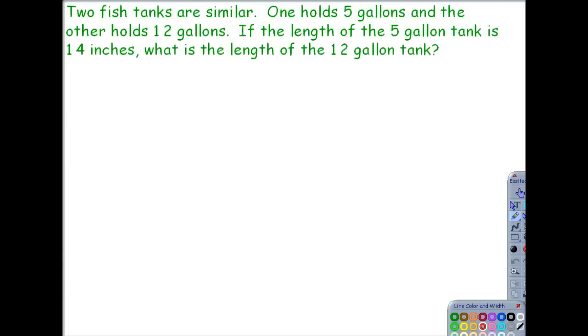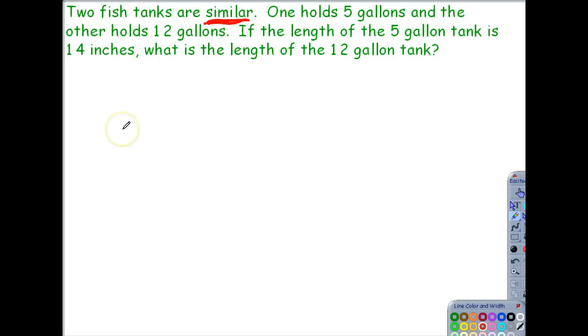Okay, Ms. Palermo, what is going on in this example? All right, so it says we have two fish tanks that are similar. So again, keyword there, similar figures. Right away. It says one of the fish tanks holds 5 gallons and the other holds 12 gallons.